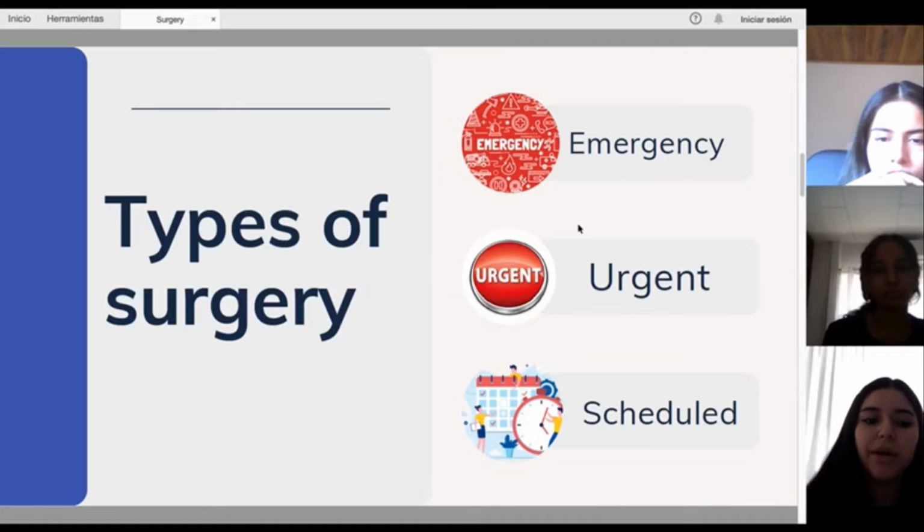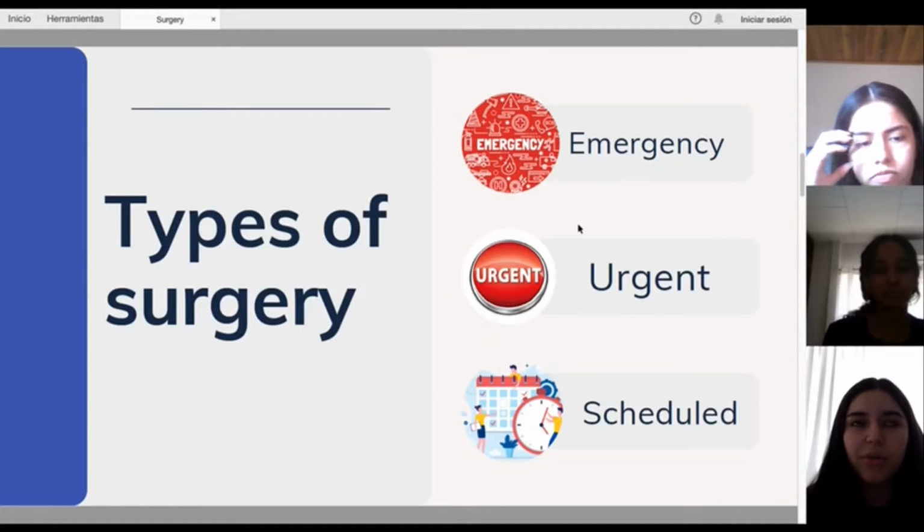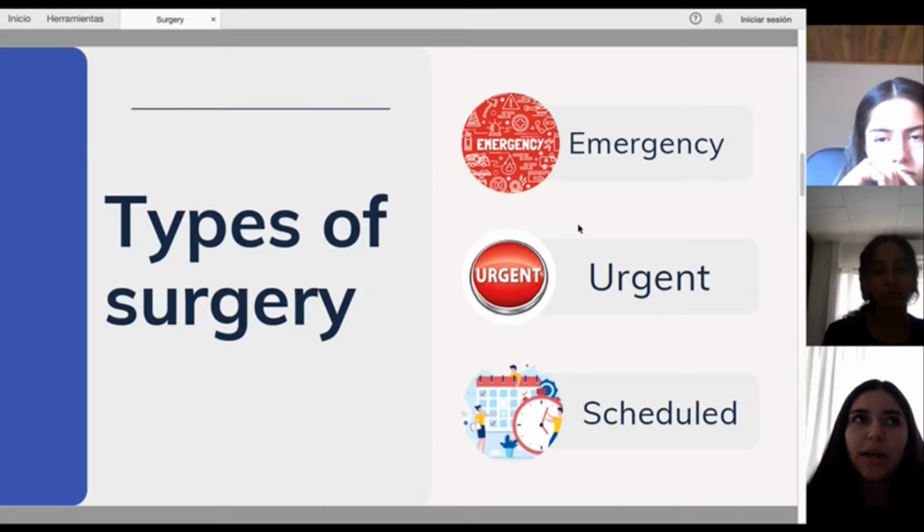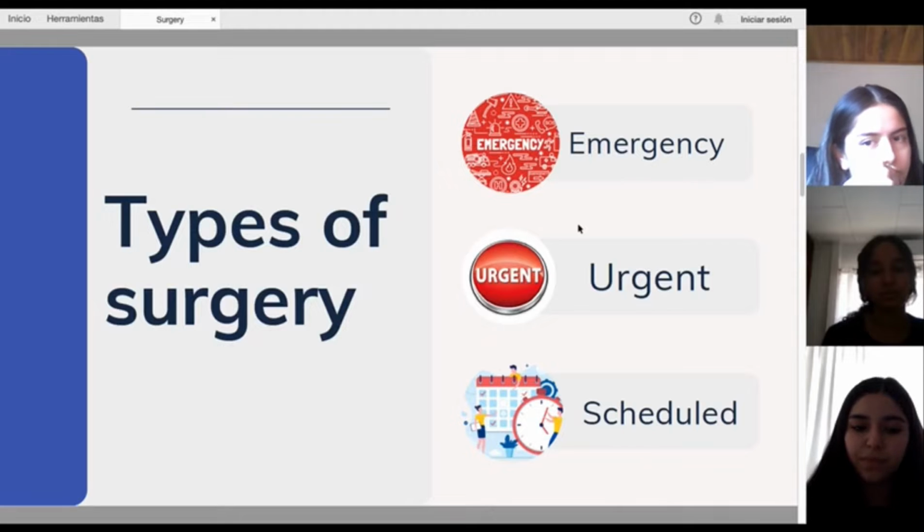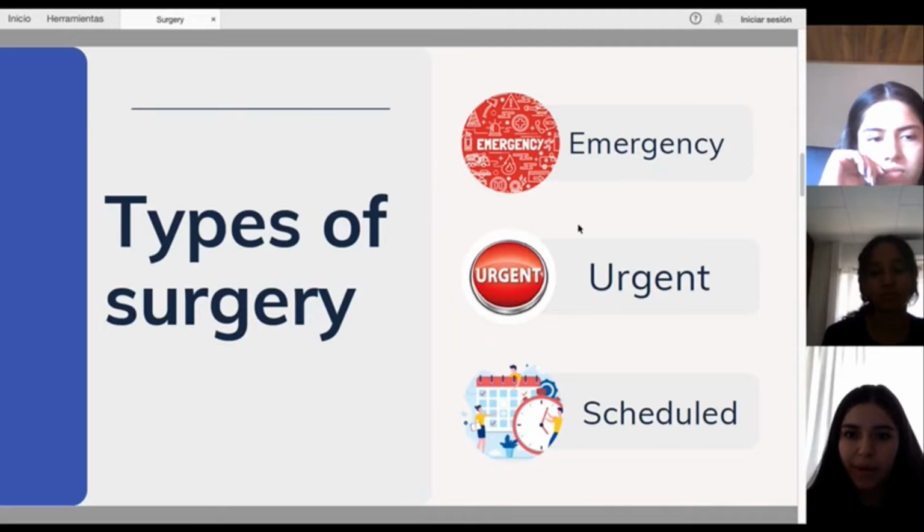Some examples are aneurysms, severe trauma to the head, chest, abdomen, or extremities, and also cardiac events such as heart attack, cardiac shock, and cardiac arrhythmia. Then we have the urgent surgeries. These are the surgeries done for urgent, possibly life-threatening medical conditions, such as serious injuries from an accident, testicular torsion, or acute appendicitis. Some examples are amputation and hernia repair.